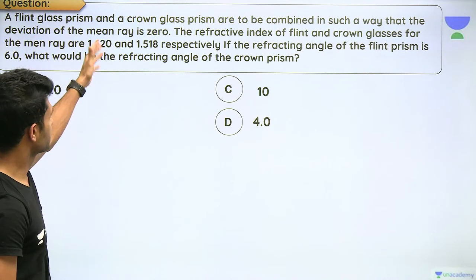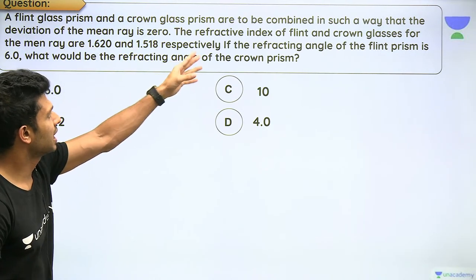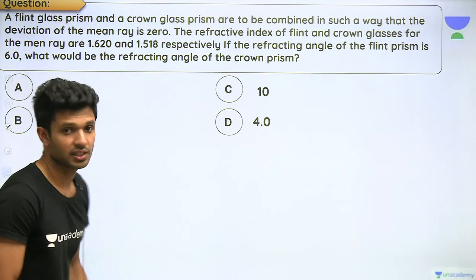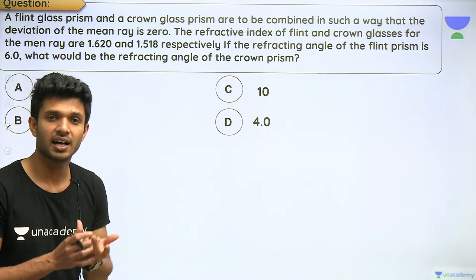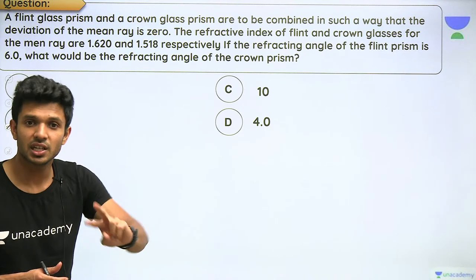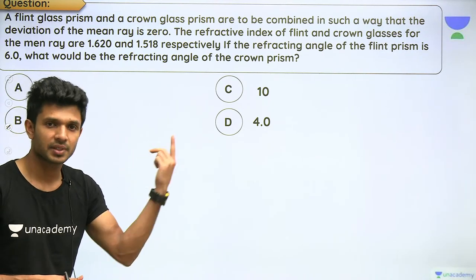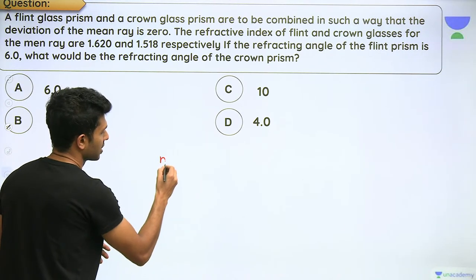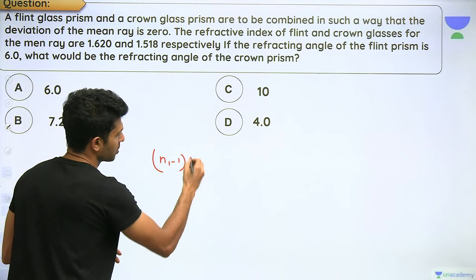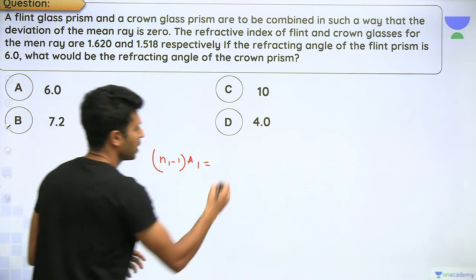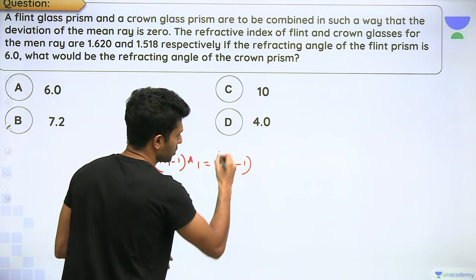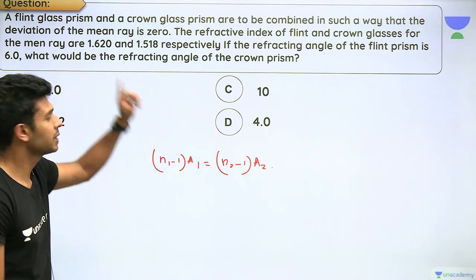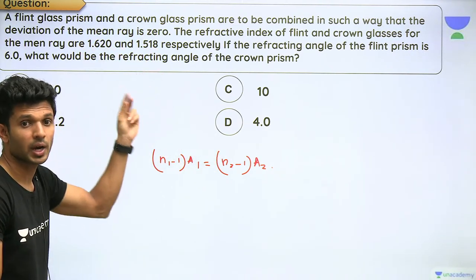A flint glass prism and a crown glass prism are combined in such a way that the deviation of the mean ray is zero. So which condition is this? This is the dispersion without any deviation. Let us write the formula. If you don't want any deviation, the deviation produced by the first prism should be equal and opposite to the deviation produced by the second prism. This is the condition to be satisfied if you are combining two prisms to have zero deviation.